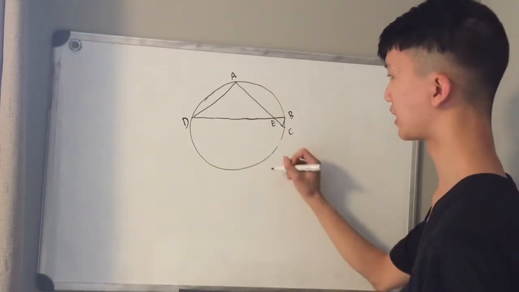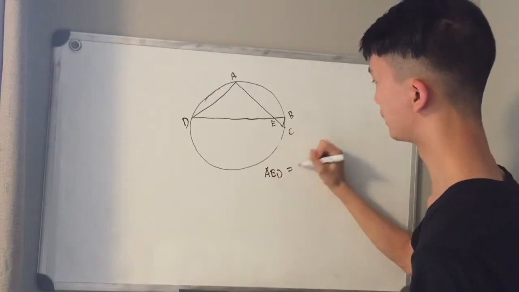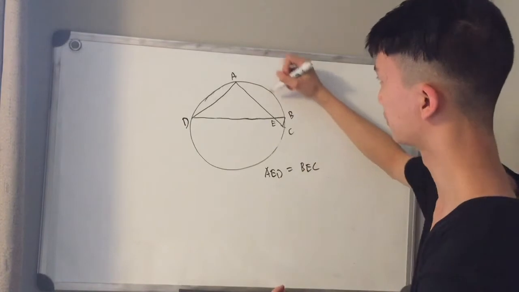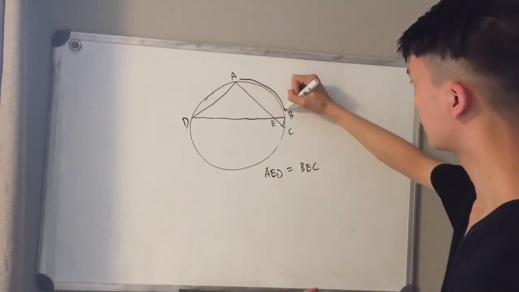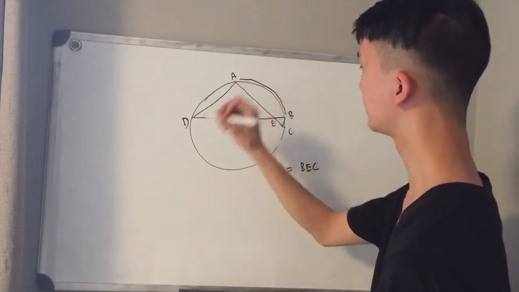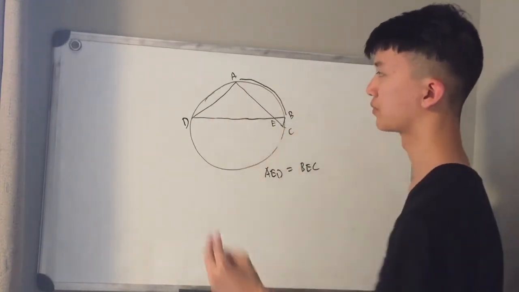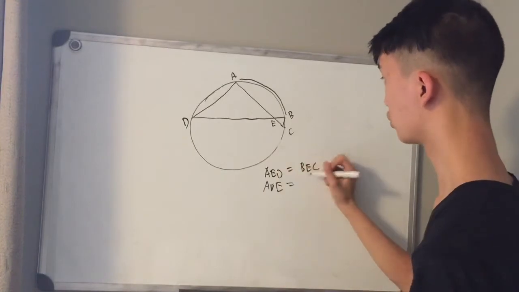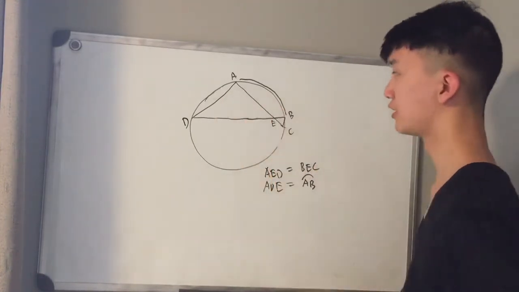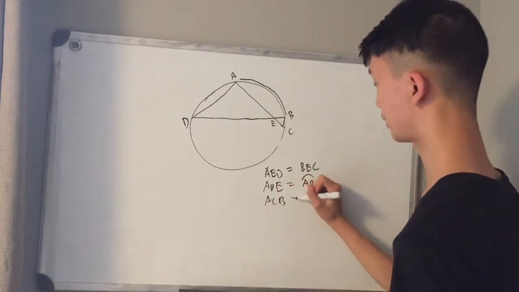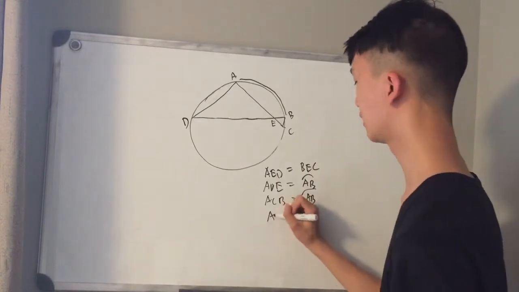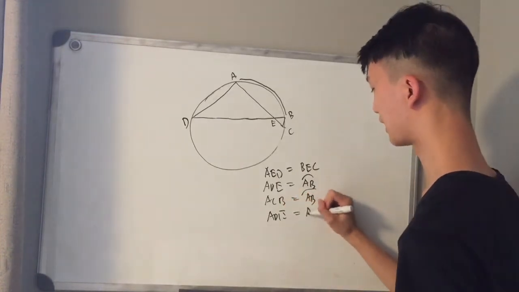Now we know that angle AED is equal to angle BEC. And now let's look at the arc AB. So let's look at this arc over here, starting at point A and ending at point B. Now we notice that angle ADE is part of this arc. ADE is equal to AB. Also, notice that the angle ACB is also equal to the angle AB. And so this implies that ADE is also equal to ACB.